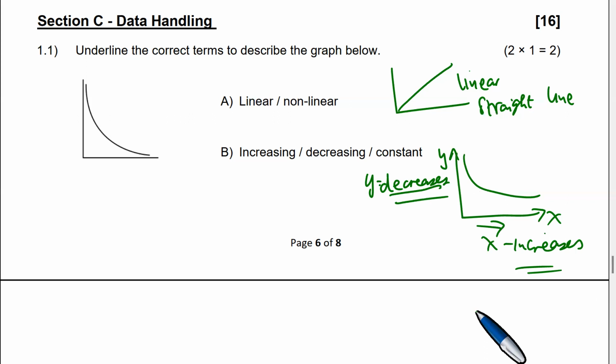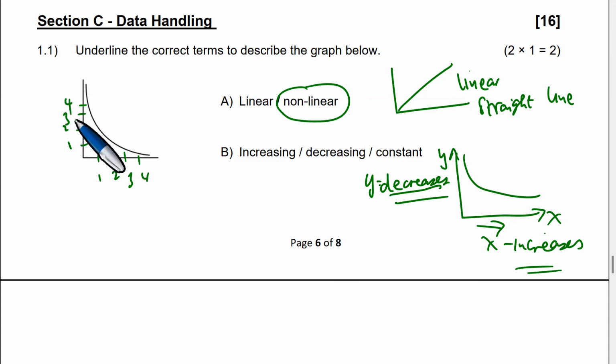So which one is the answer, Lindsay? Non-linear. Yeah, definitely. It means that it is non-linear, but also when x becomes very large, because maybe x is 1 here, maybe x is 2 there, maybe 3, maybe 4, then you have 1, 2, 3, 4. Okay, so this is x and this is y. So when x increases, y decreases. And it's said to be decreasing.